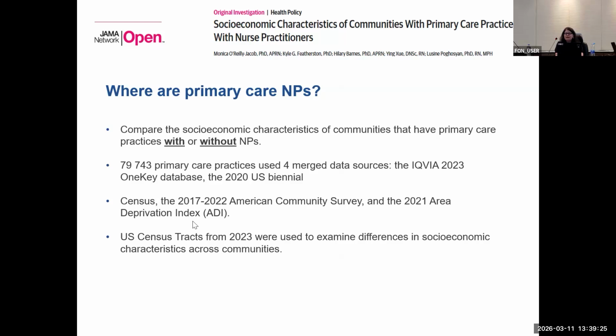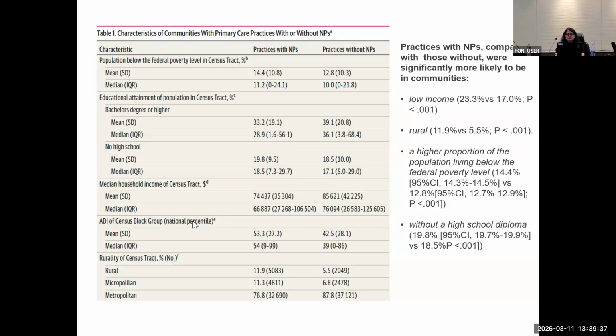So we got data from all nurse practitioners in the United States, all primary care practices that hire nurse practitioners. And we wanted to see if the clinics that hire NPs are different than clinics that do not hire NPs. If you look on this table, you can see that practices with NPs compared to those without NPs were more likely to be in the communities that had low income. So it seems like the clinics that often hire NPs are located in the poor neighborhoods.